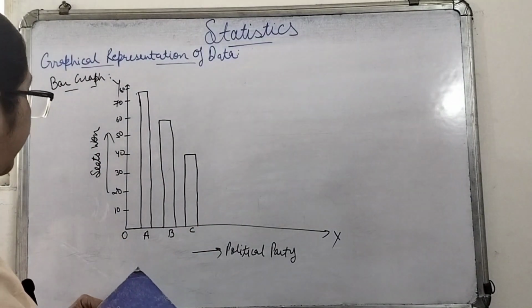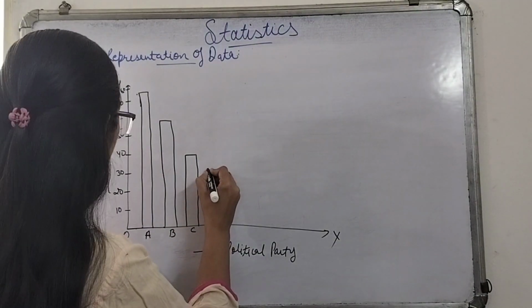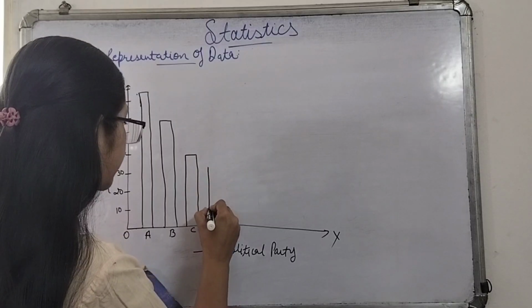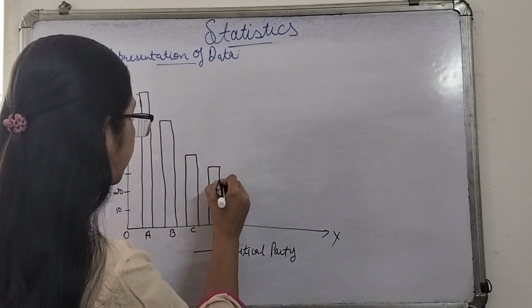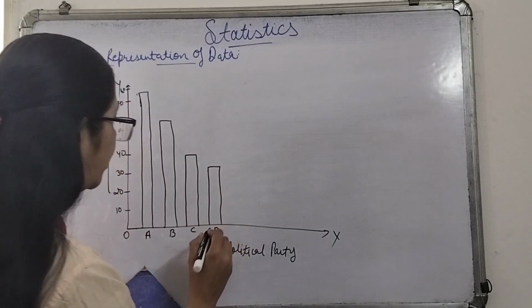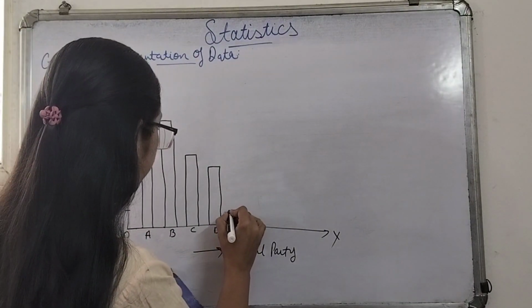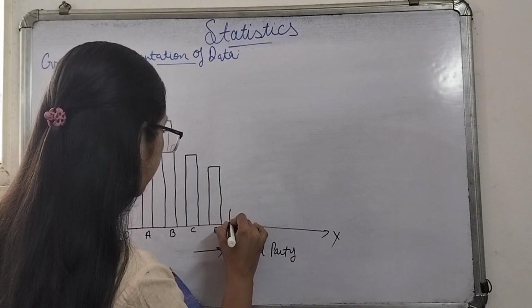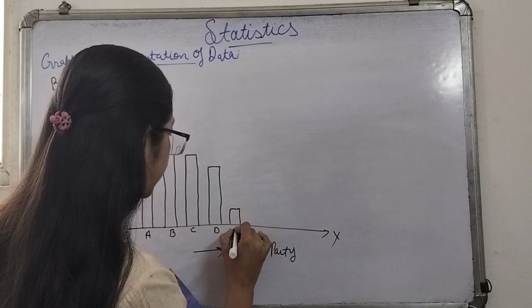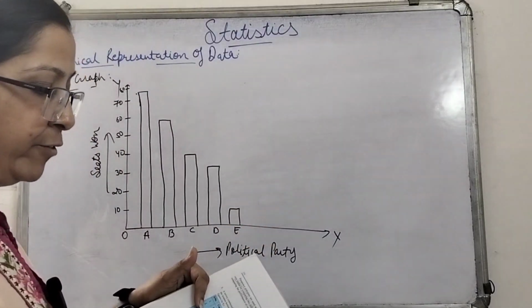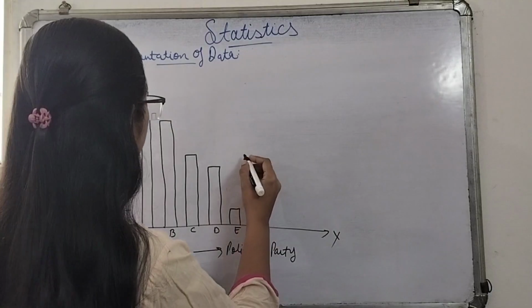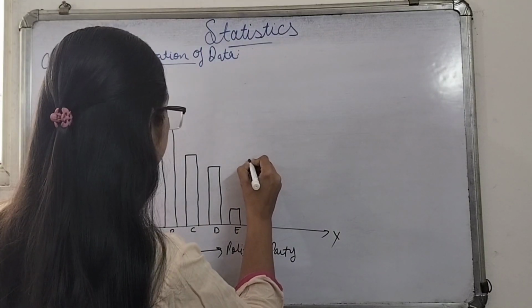For D, it is 29. So for D, it is 29 like this. Then it is E, 10. For E, it will be 10 like this. For F, it is 37. So 37 like this.